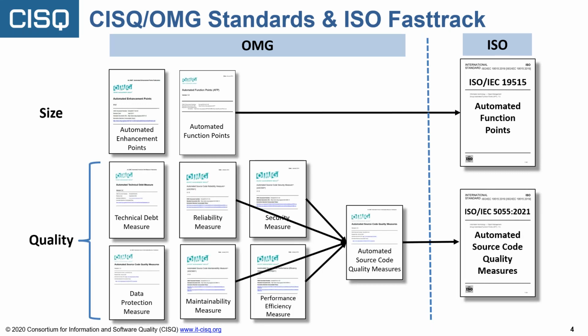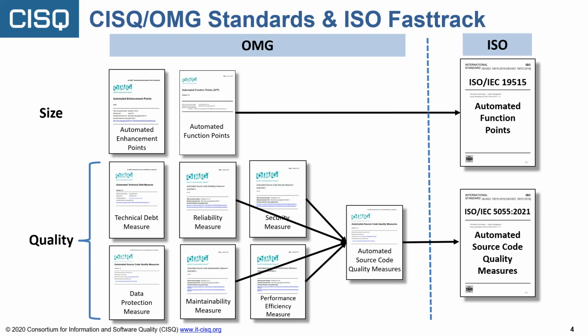On the quality side, we originally started with these four measures: reliability, security, maintainability, and performance efficiency. We later built a measure of technical debt that looks at the effort to fix weaknesses in those four areas, and we've since added one for data protection, which is relevant to things like HIPAA and healthcare, GDPR in the European Union, the California Privacy Protection Act, and other areas that require protection of confidential data.